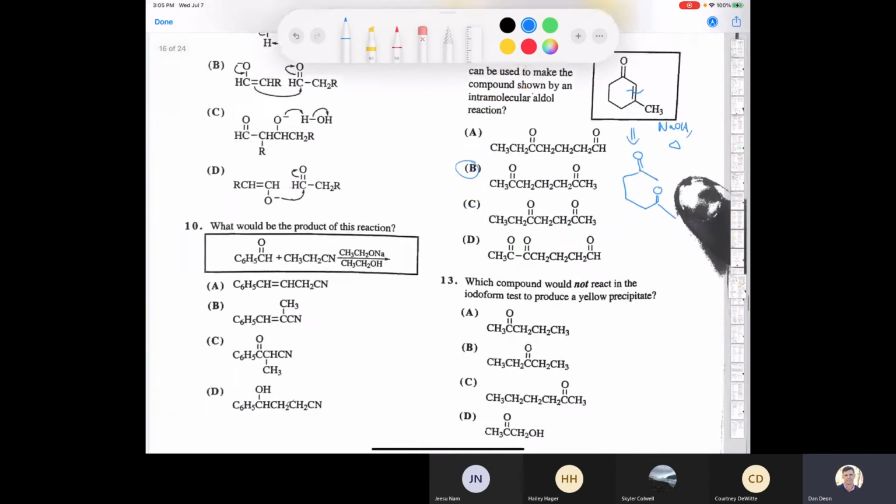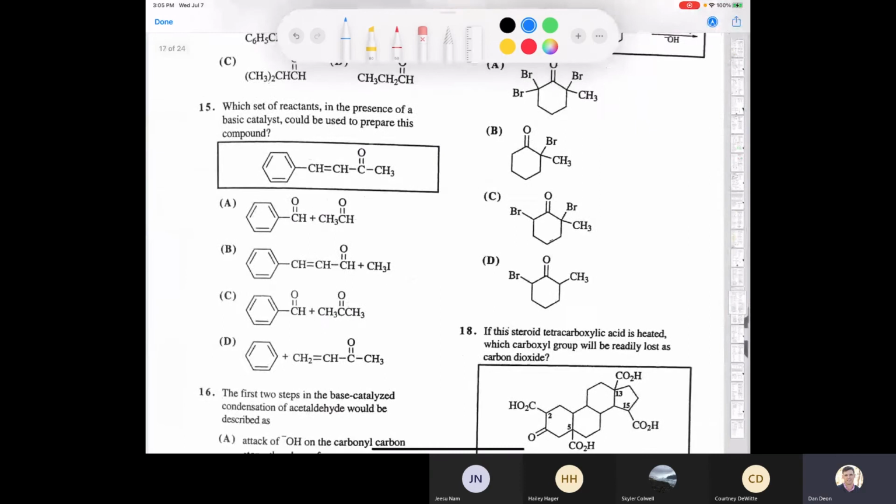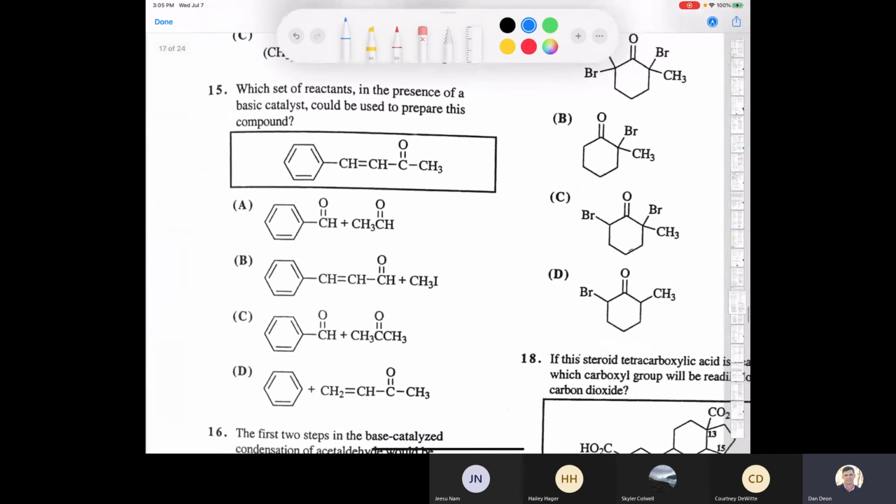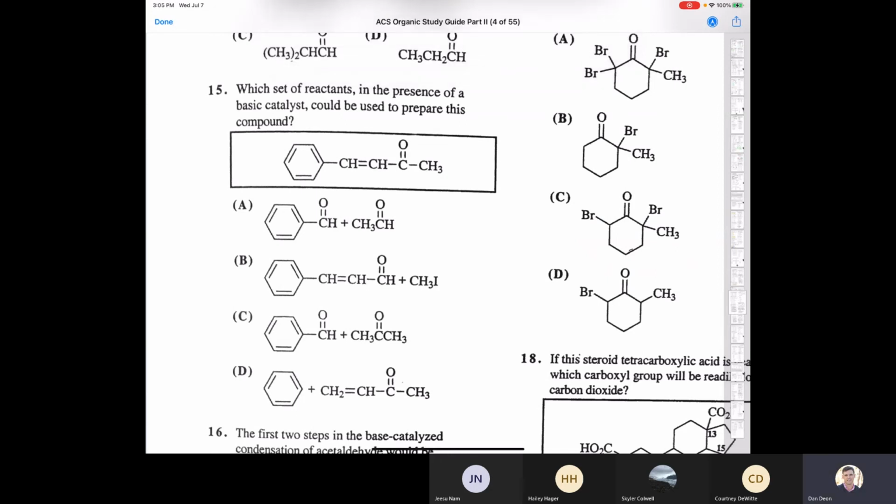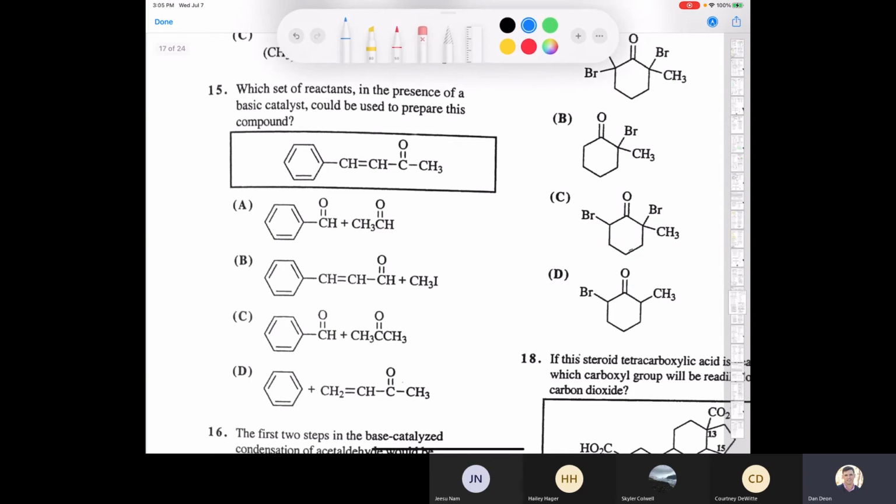Let's take a look at number 15. So number 15, which set of reactants in the presence of a basic catalyst could be used to prepare this compound? So if we want to make this compound, look, we're in the presence of a base, right? So we're treating this with a basic catalyst. Again, you can see this is the product of an aldol condensation reaction. So all you have to do is break this bond here, and you can do the retrosynthesis just like I did in the last question.